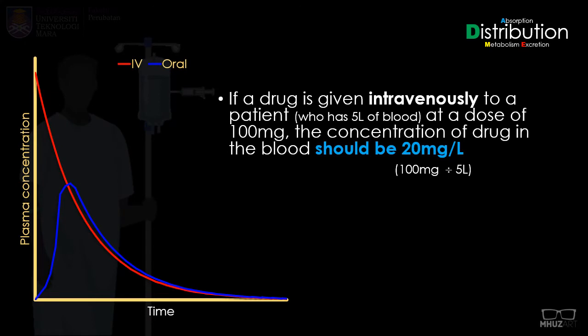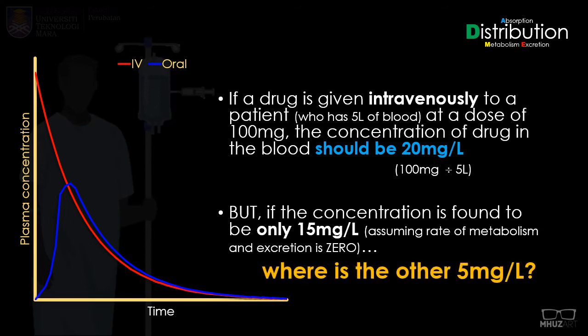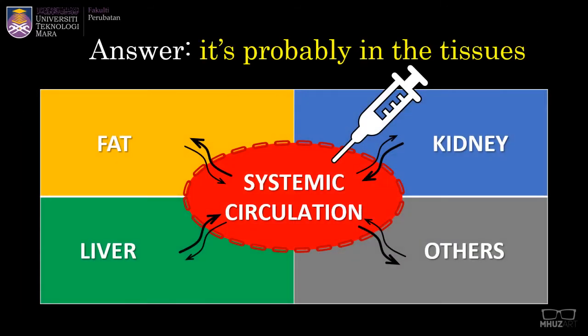So, just so that you are reminded of how the plasma concentration versus time curve for an intravenously administered drug is. If at the initial part the concentration is found to be only 15 milligrams per liter, assuming that of course the rate of metabolism and excretion is 0 at this point, where is the other 5 milligrams per liter? So the answer to that is that it's probably in the tissues away from the systemic circulation.